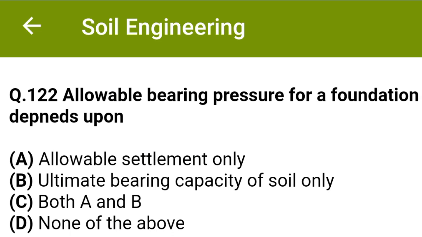Allowable bearing pressure for a foundation depends upon option A, allowable settlement only, option B, ultimate bearing capacity of soil only, option C, both A and B, option D, none of the above. The correct answer is option C, both A and B.